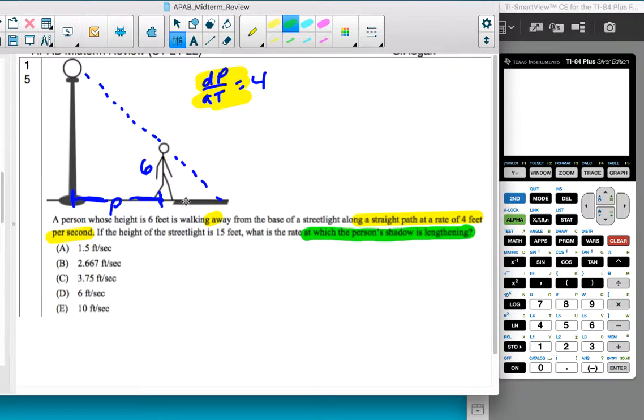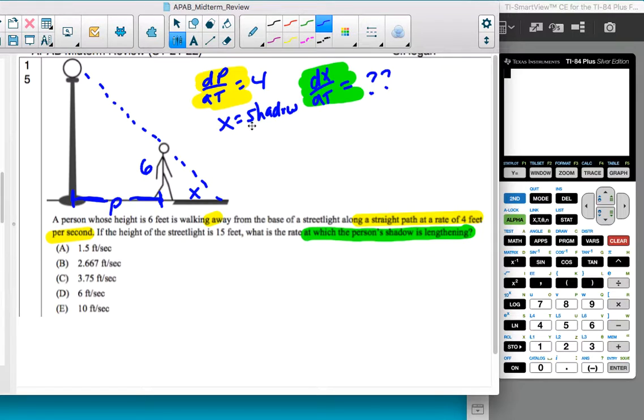Well, the shadow is this piece here. So I'm going to go ahead and use, I don't like to use S for things, because my S's always look like 5s. So I'm going to use X. So I'm going to say that dx/dt is the thing that I want, right? I want the rate at which the shadow length is changing. So I use X for the shadow length, if that's unclear, and I used P for the distance from the person to the pole. Okay, so that's what I've got, right?